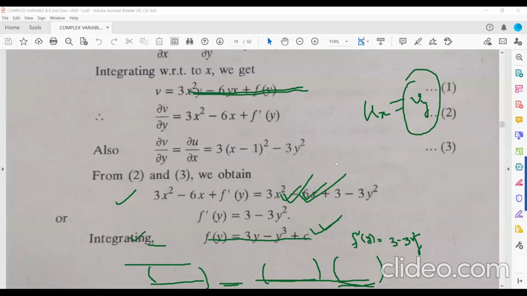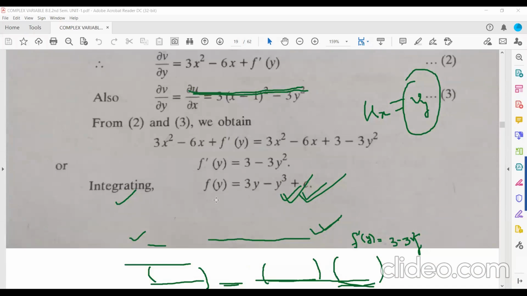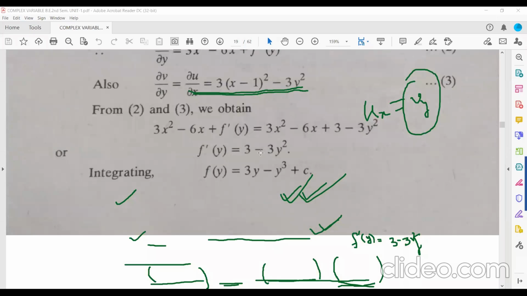So next what you'll do? See, already I told you. F dash y you have got 3 minus 3y square. So what do you do next? You just integrate this with respect to y to get f of y. So integrating with respect to y, 3 is constant, integration of dy is y, minus 3 into integration of y square is y cube by 3. So 3 will cancel, y cube plus some constant of integration. So you got f of y.